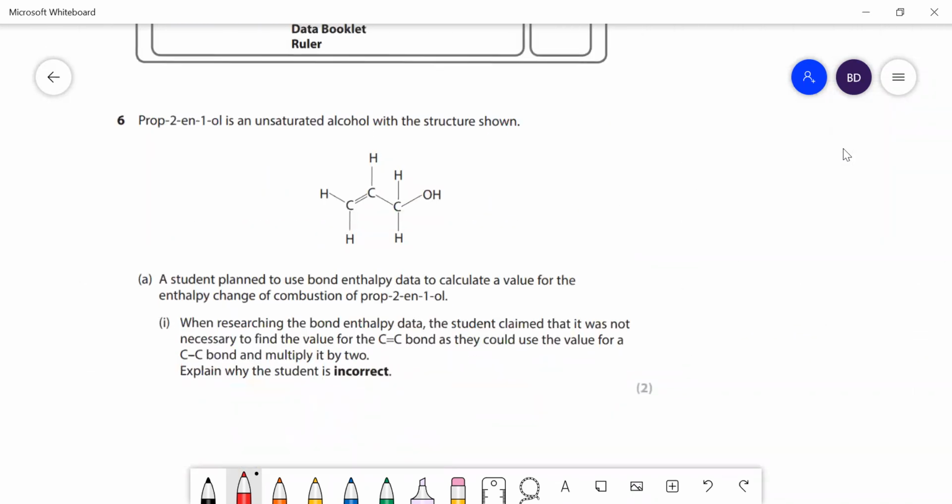Right, so prop-2-en-1-ol, an unsaturated alcohol. The student planned to use bond enthalpy data to calculate a value for the enthalpy of combustion. When researching the bond enthalpy data, the student claimed it is not necessary to find it for the double bond, as you could just double the value for the single bond. Explain why that is incorrect.